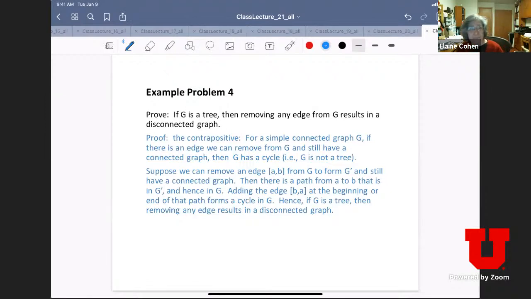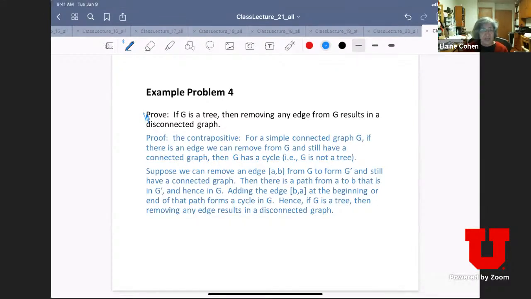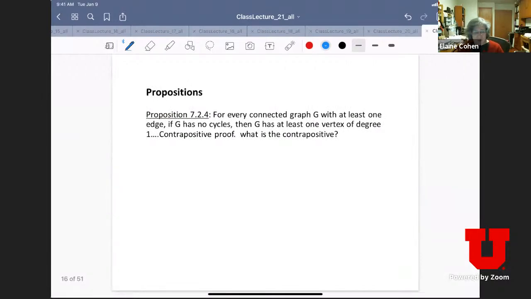Okay, now I'm back. Here in example problem 4, we just looked at that and saw what happens. And the proof basically follows that reasoning. So I believe it's in your slides already. Okay, so if you have a tree and you take any edge away, it results in a disconnected graph, typically with 2 connected components that are trees, because there's no cycles in either component. And it's a proof by contrapositive.